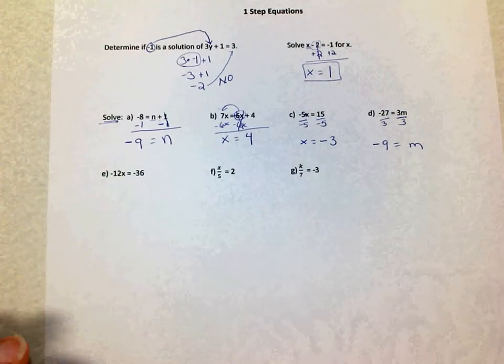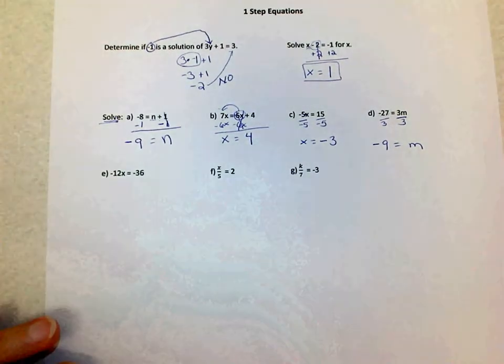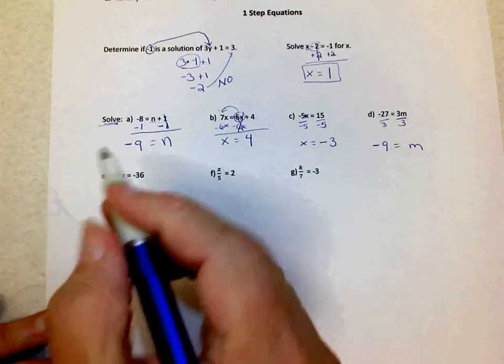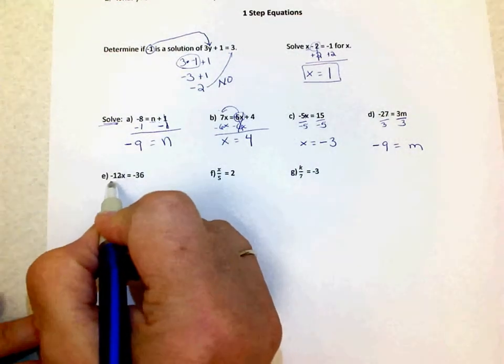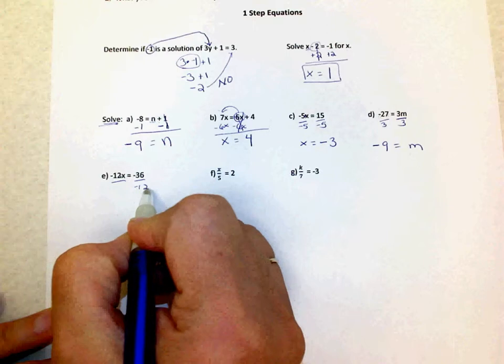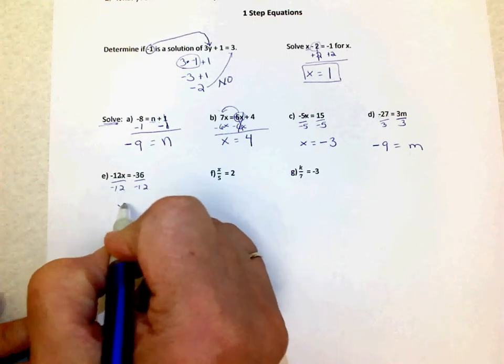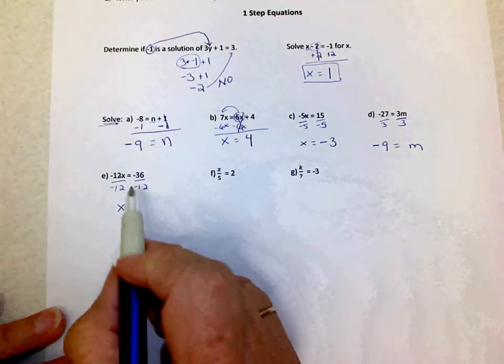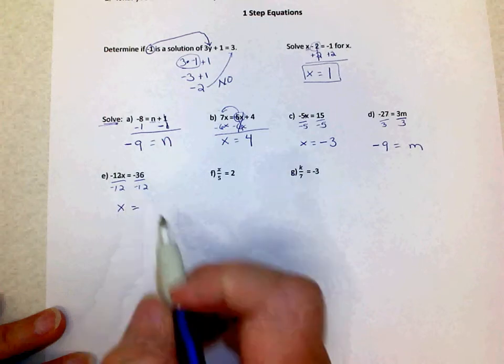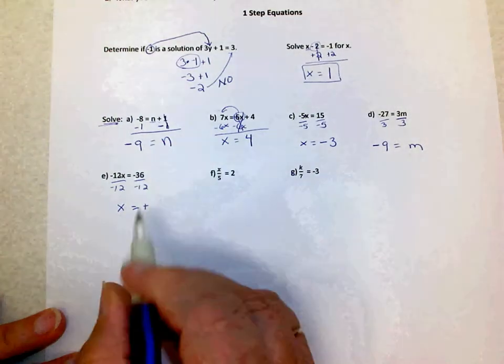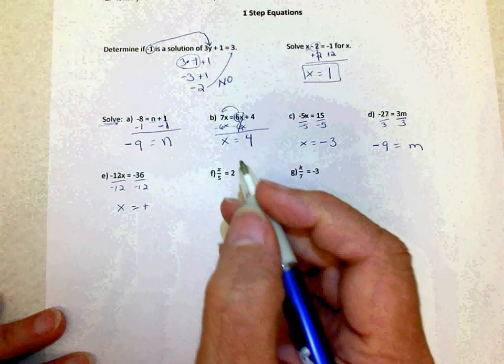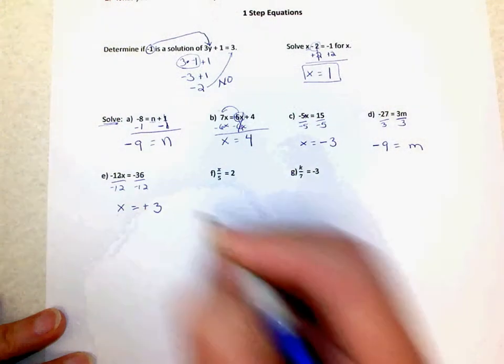So, one more just like this. The opposite of timesing by negative 12 is to divide by negative 12. And that leaves us x equals, and negative divided by negative is positive. 36 divided by 12 is 3.